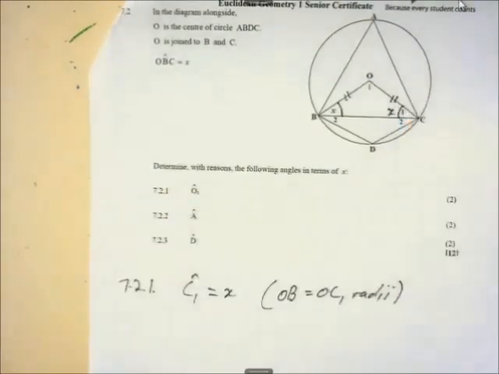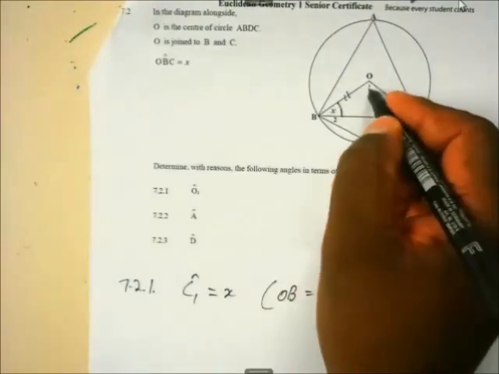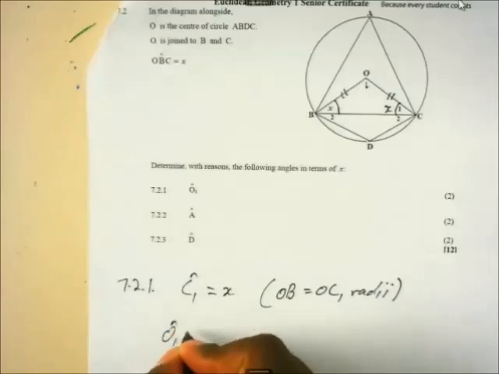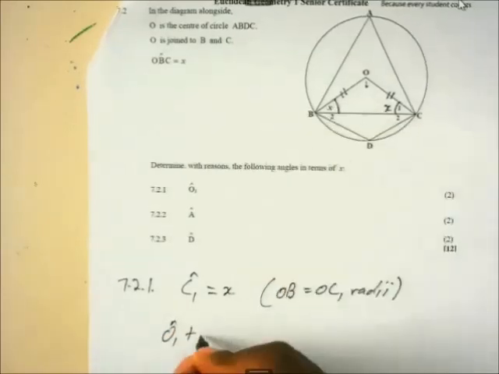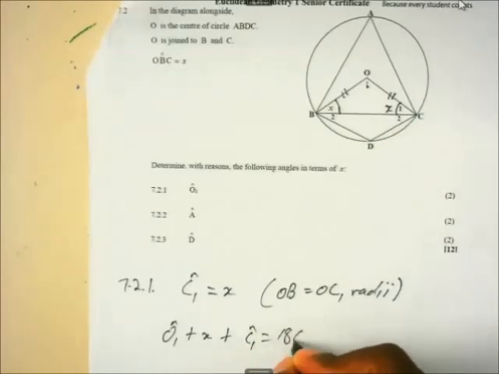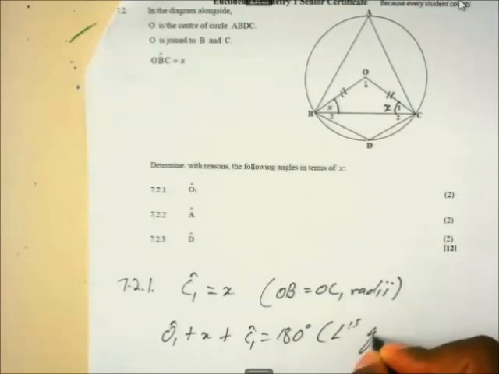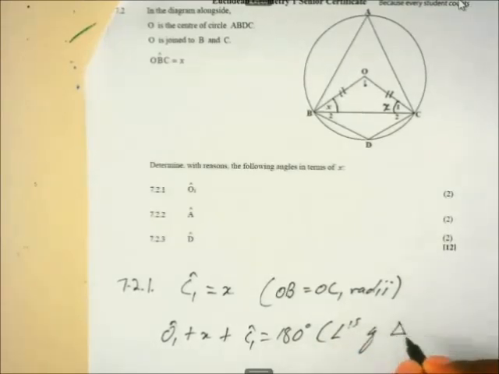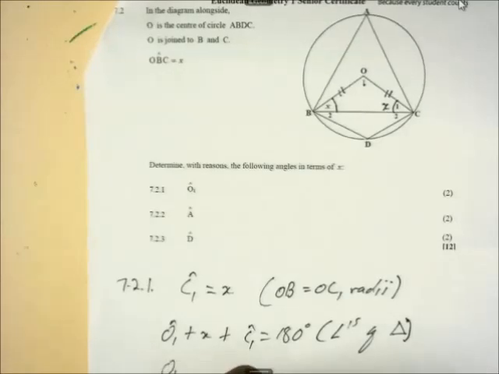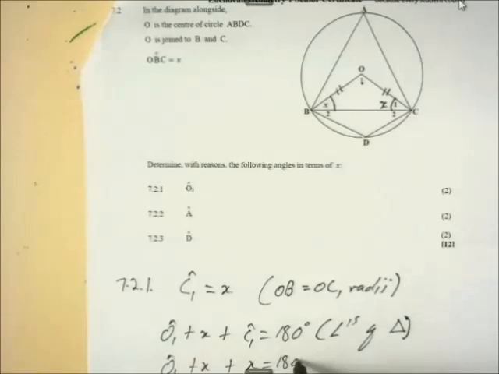So it becomes easy to determine O1 in terms of x, because O1 plus x plus C1 give us 180 degrees. Those are the interior angles of a triangle, and they add up to 180 degrees. Therefore O1 plus x plus x, since C1 is also x, is equal to 180 degrees.